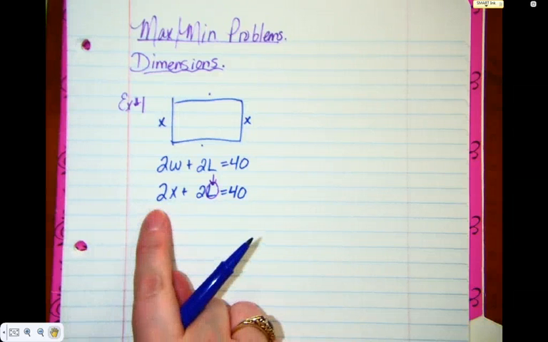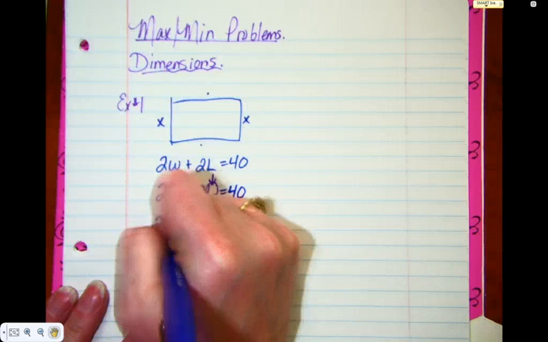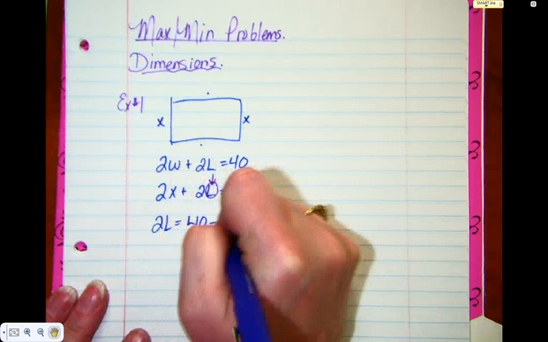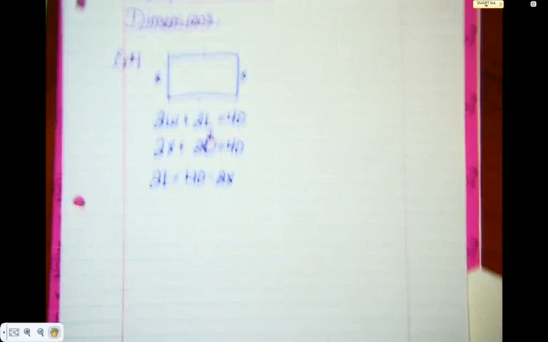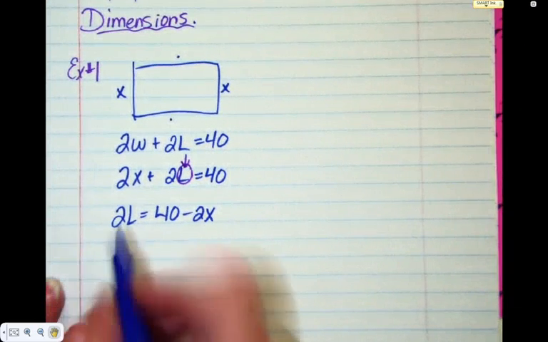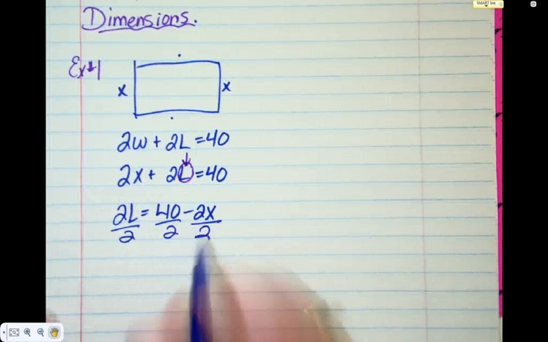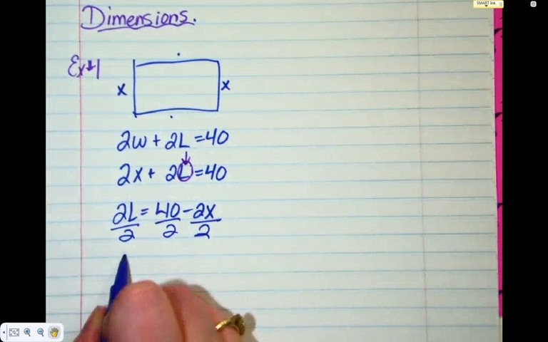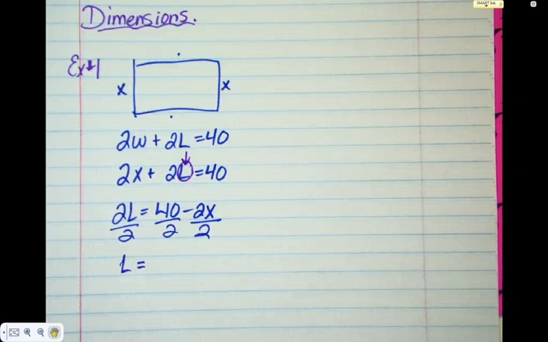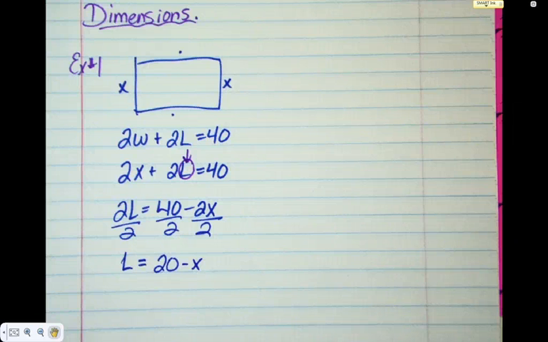So how do I get rid of an addition of 2x? Subtract 2x. How do I get rid of the coefficient of 2? If I divide one side by 2, I have to divide the other side, and I want to divide both those pieces by 2. Kind of mumbled through his hoodie, 20 minus x.